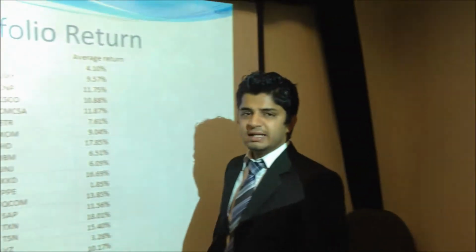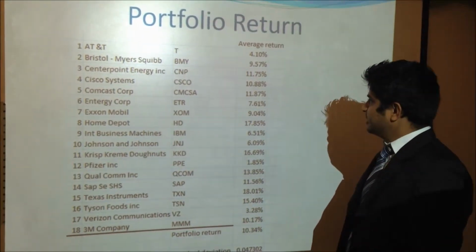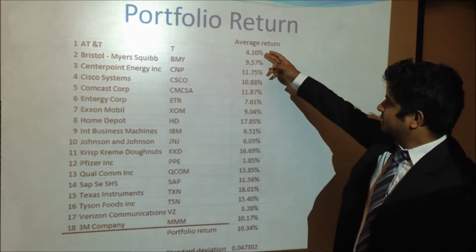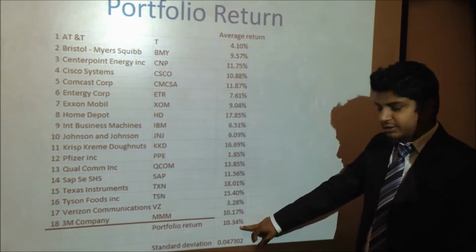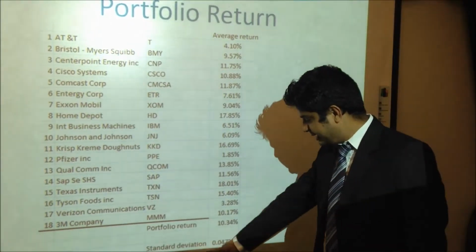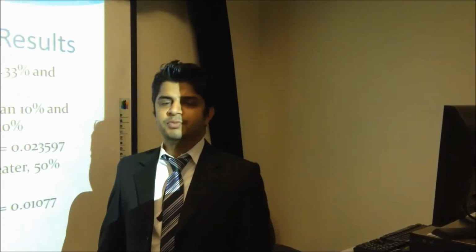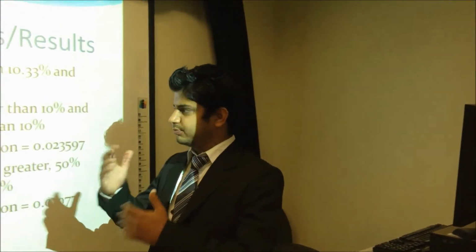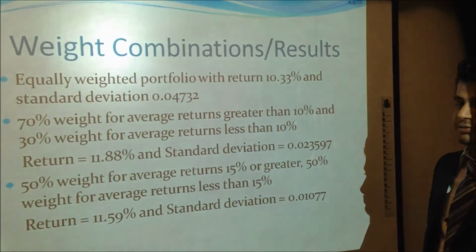This table summarizes all the steps that we discussed in the previous slide, where I got the average return for each company, and then I got the portfolio return to be 10.34%, and I got the standard deviation to be 0.0473. After that, I created portfolios which had different combinations of weights and also had different risk and return.